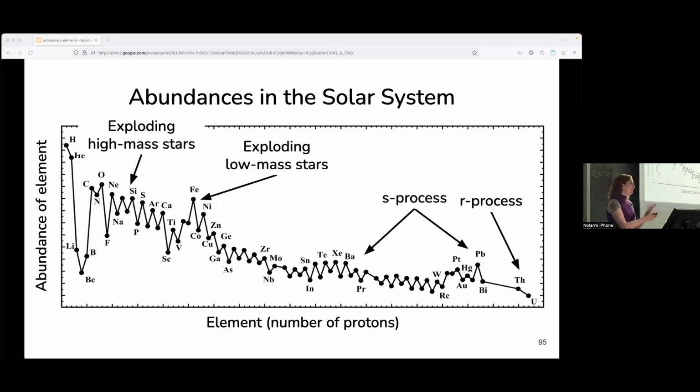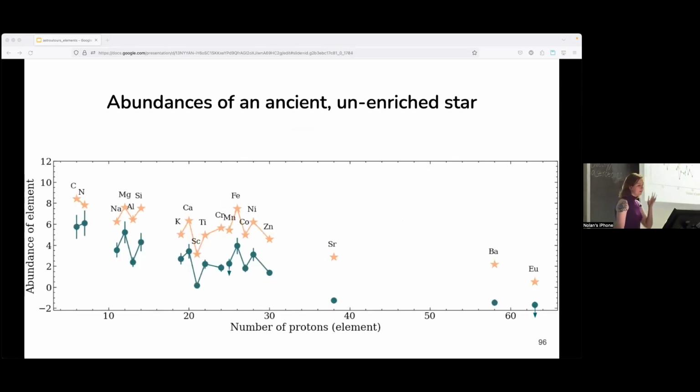And so a lot of these overlap. They make the same elements in different amounts in different ways, but it's really hard to disentangle any one way of making an element from a star like this. What we need instead are very, very old, very chemically unenriched stars. These are stars that form in the first billion years, half a billion years of the universe. And they're forming out of almost entirely hydrogen and helium. There haven't been previous generations of stars really to enrich them, not very many anyways.